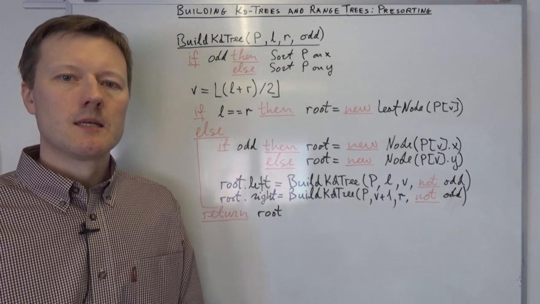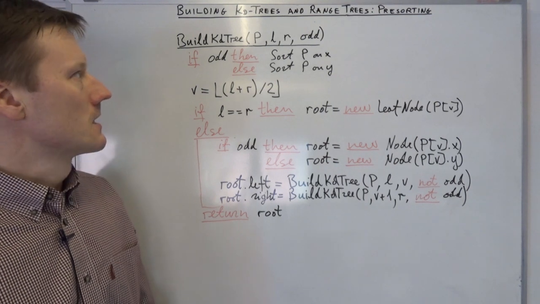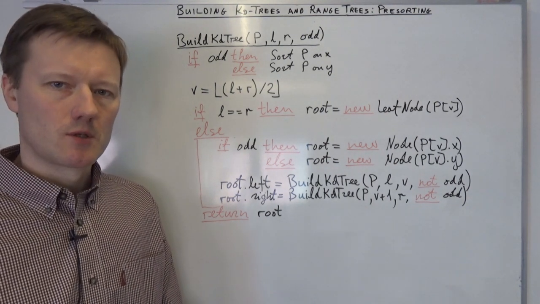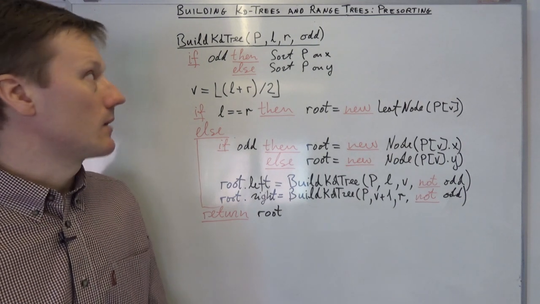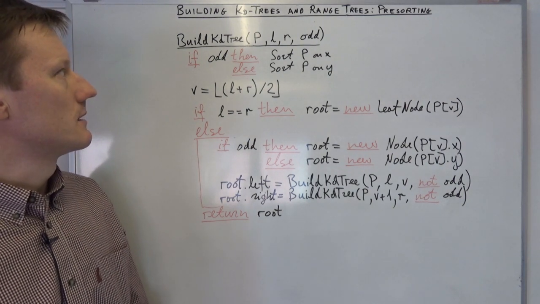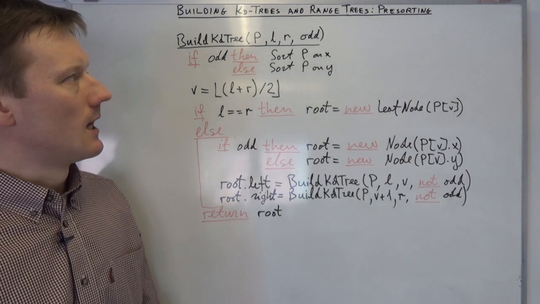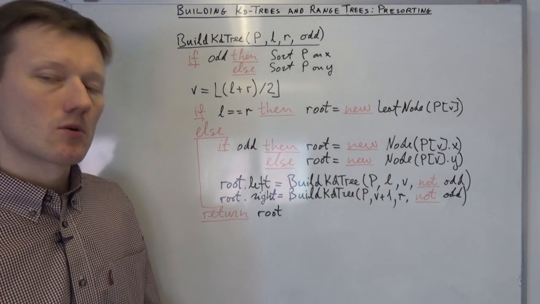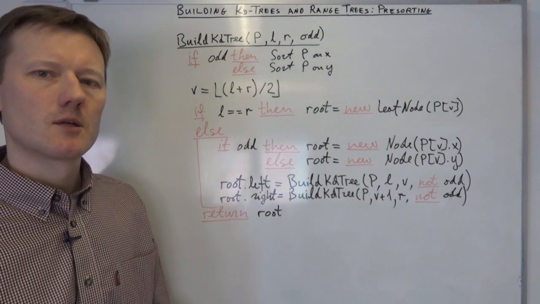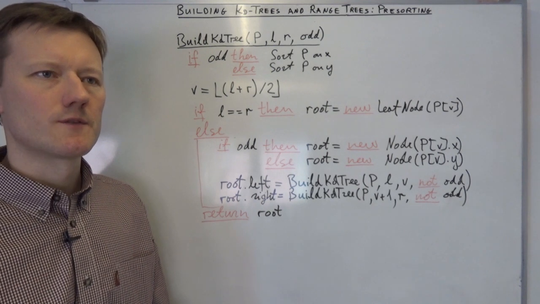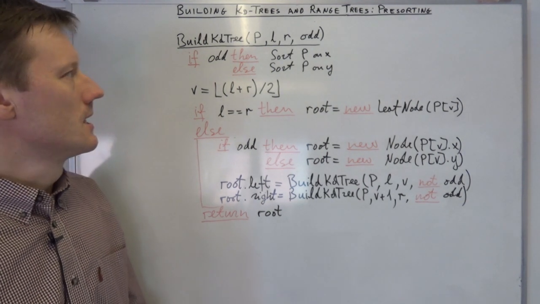Welcome. This is a video on computational geometry, part of the series of videos on advanced algorithms. In this video, we will talk about how to build KD trees and range trees efficiently using a technique called presorting, which is a common technique in computational geometry used in different settings where you have more than one dimension.